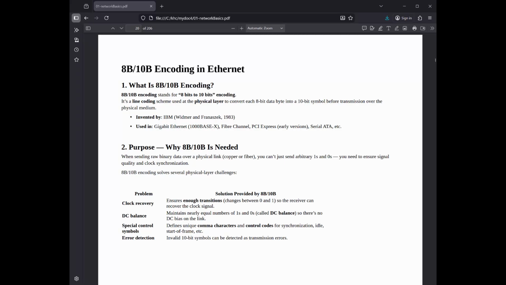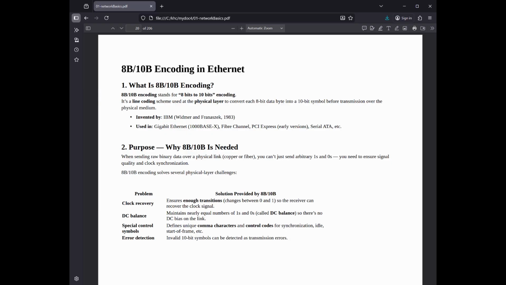8B/10B encoding is a line coding technique used in the physical layer of certain Ethernet standards, notably Gigabit Ethernet, or 1000BASE-X over fiber, that maps 8-bit data words into 10-bit symbols for transmission. This encoding scheme adds a 25% overhead. 8 bits become 10 bits, resulting in a 1 Gbps data rate requiring a 1.25 Gbps line speed.